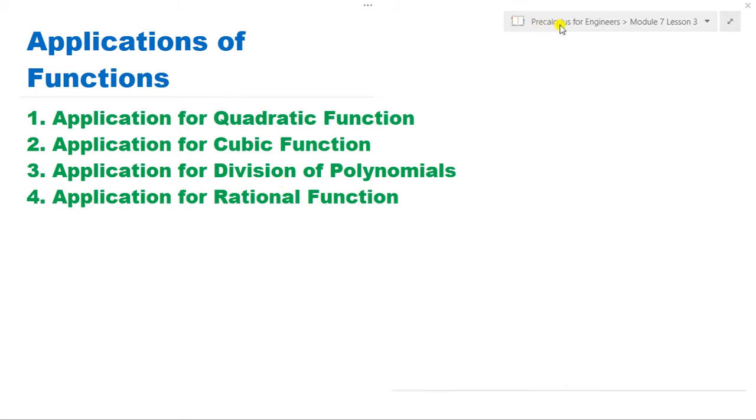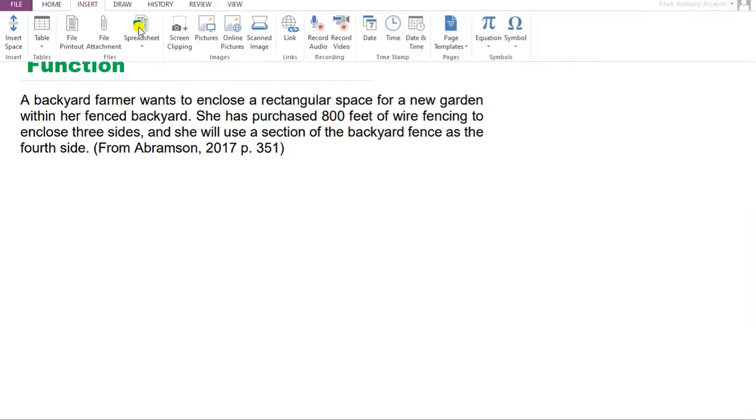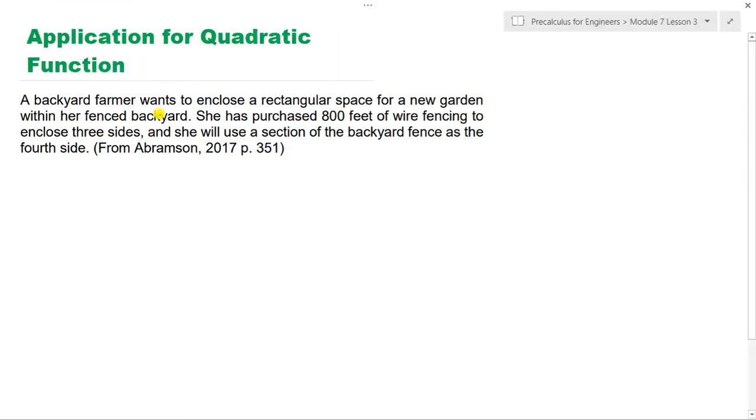So let's start with an application on quadratic function. I hope you already know the behavior and the characteristics of a quadratic function. So here we have an example problem for quadratic function. It is stated that a backyard farmer wants to enclose a rectangular space for a new garden within her fenced backyard. She has purchased 800 feet of wire fencing to enclose 3 sides, and she will use a section of the backyard fence as the 4th side.